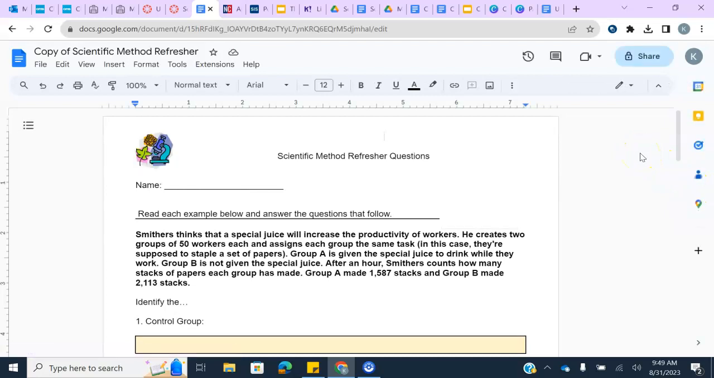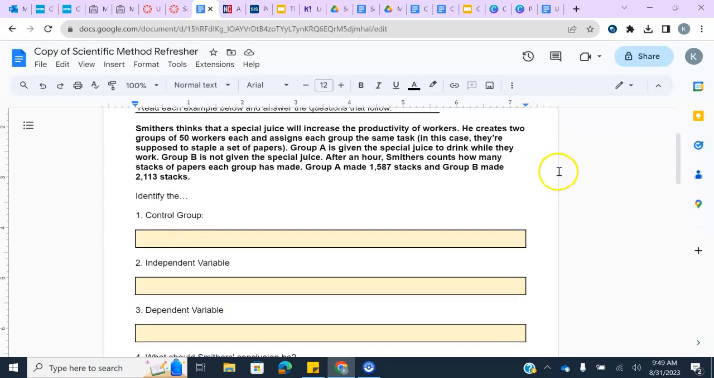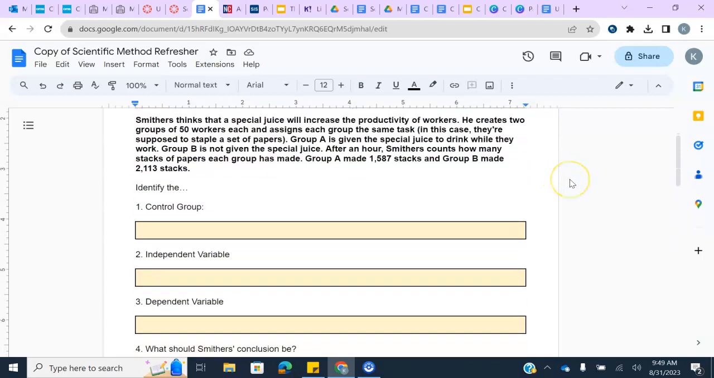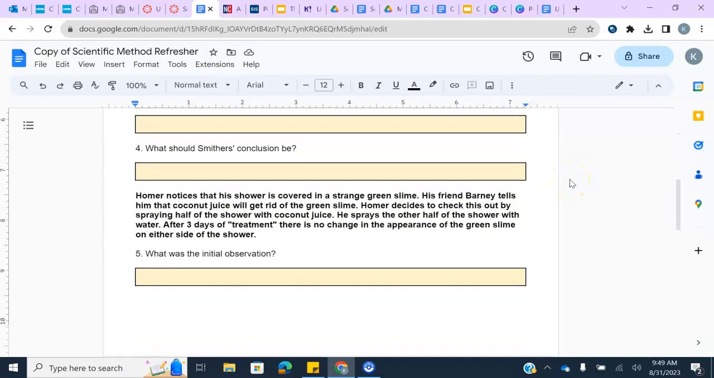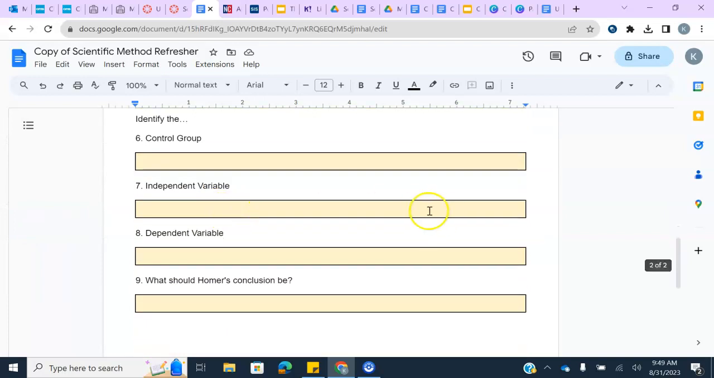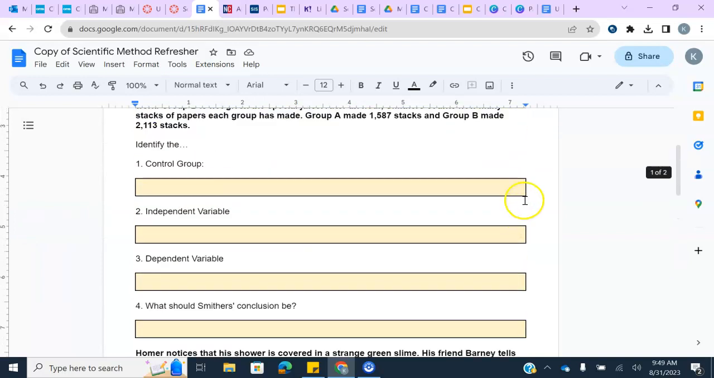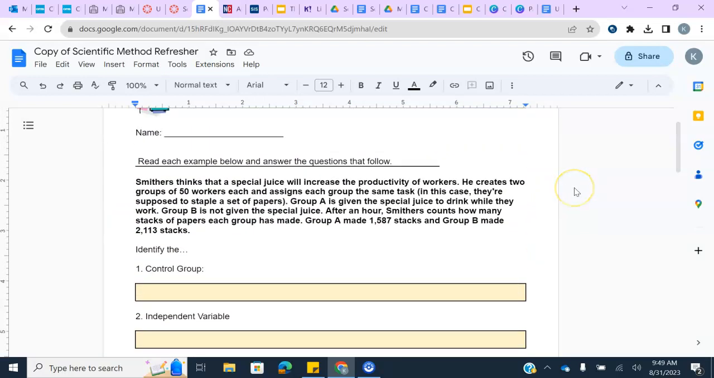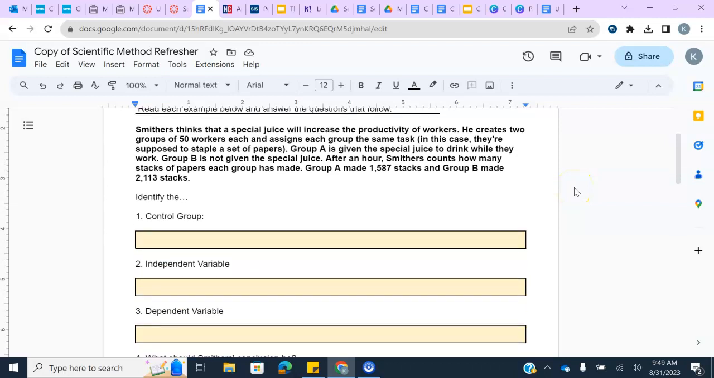And then there are two sections. So section 1, I'm going to do with you guys right here. There's just 4 questions, and then you guys will do questions 5 through 9 on your own, okay? So the whole point of this is just to be able to read through an experiment, identify the important variables, and also be able to go through the steps of the scientific method. So let's read this first one together and then answer these 4 questions.